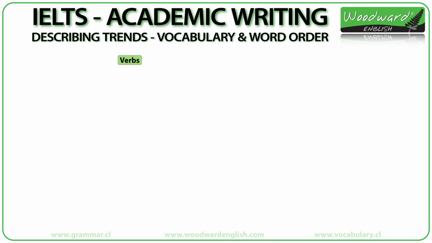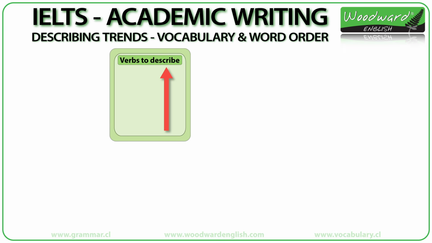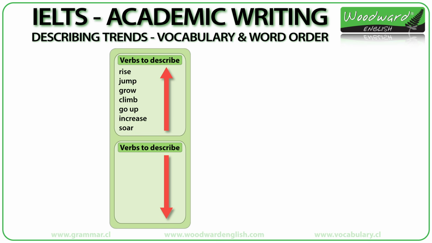Let's start with verbs. Verbs tell us there is an action or that something happened. What are some verbs that describe an upward trend? Rise, jump, grow, climb, go up, increase, and soar. Soar means to increase rapidly above the normal level. What are some verbs that describe a downward trend? Fall, drop, decline, decrease, go down, plunge, and plummet. Plummet and plunge both mean to suddenly decrease in a very rapid and almost straight down way.